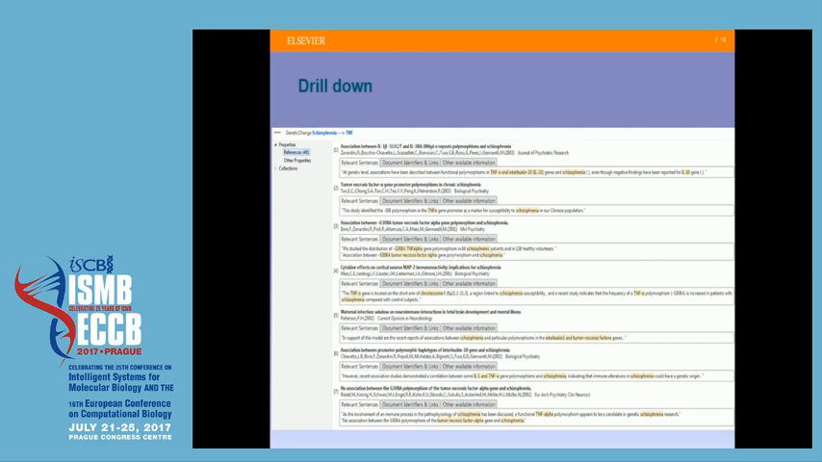If you get very interested and that's important to you, then you can drill down, and not only that, you can drill down further and actually go out to the PubMed or the actual full text document where that sentence came from.